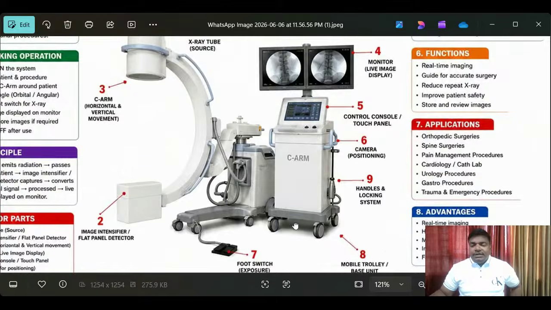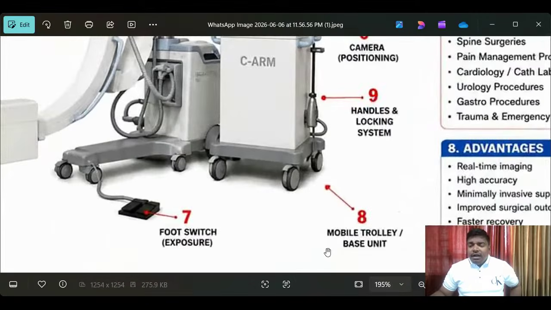Now here, see here, mobile trolley base unit. See, this is the mobile trolley base unit. Keep all these things in your mind, because whoever is new may not have a chance to know these things. That's why I'm bringing it in this way to show you. Okay, right.